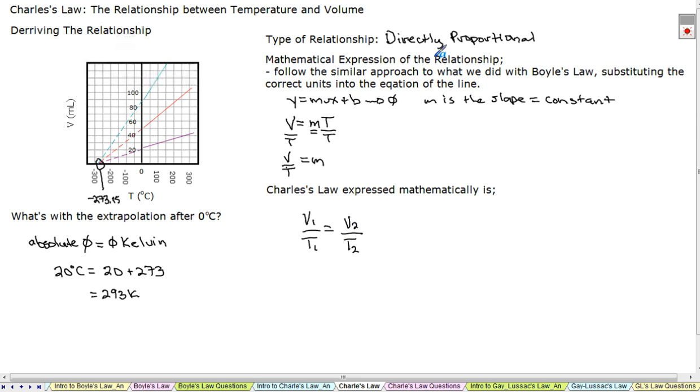Now remember, it's a directly proportional relationship. So if V increases, then T must also increase. And because we're dealing with a ratio that's a fraction, in order to make sure that this is equal to that, any change that happens up here must be met down there in order to keep this ratio the same as that ratio. So what we're going to do now is apply this relationship to a question.